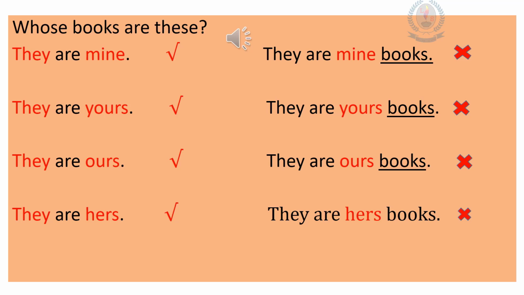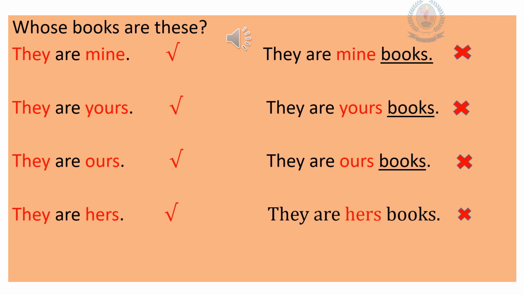They are mine books. They are yours books. They are ours books. They are hers books. Is it correct? No, it's not correct. Why do you say so? Why do you say that it is not correct?